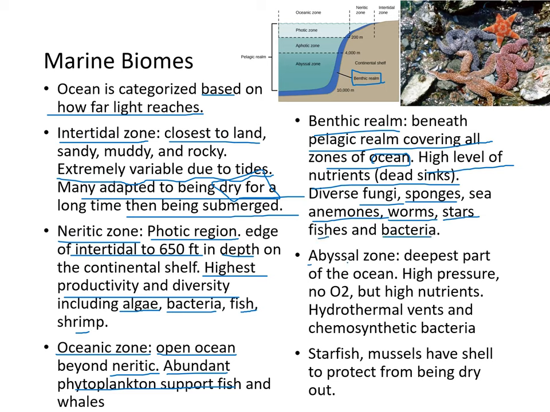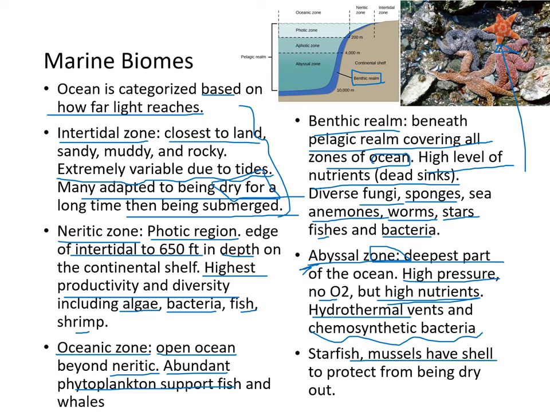And then there's the abyssal zone. This is the deepest part of the ocean. It's very high pressure, no O2, but they are high in nutrients. And the thermal vents are located in this zone, and they support chemosynthetic bacteria. So shown here, in the intertidal zone, the starfish and mussels have shells to protect from drying. This is an adaptation to living in the intertidal zone.